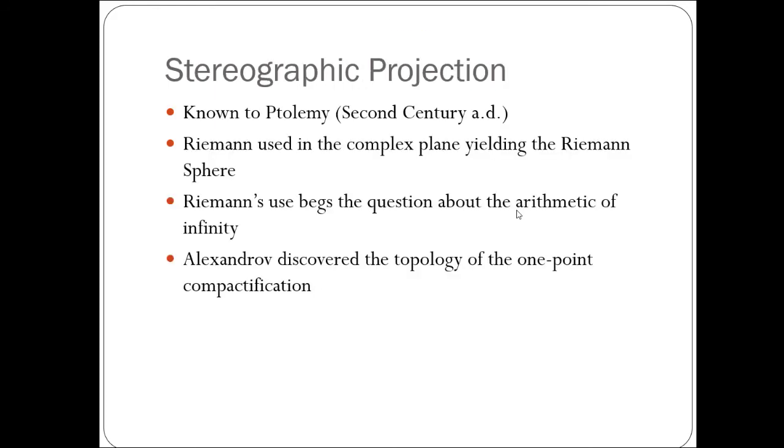The stereographic projection was known to Ptolemy in the 2nd century AD. Riemann, instead of using the xy plane, used the complex plane, and the sphere then is called the Riemann sphere, to which you may add a number called infinity on the North Pole, and that begs, of course, the question about the arithmetic of infinity with complex numbers. Alexandroff discovered the topology of the one-point compactification of the plane, that is, that sphere.